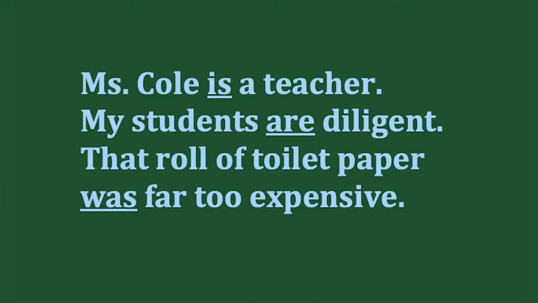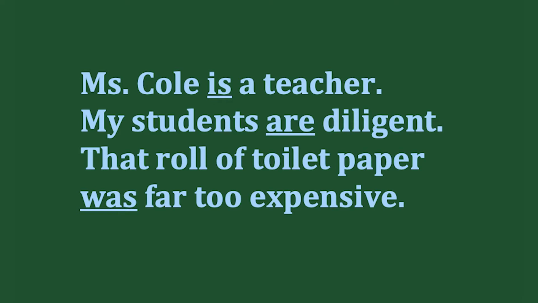A clause with a linking verb will have a description of the subject in the predicate. The key is that the description isn't the verb. They just let you know what kind of verb you're looking for. Let's look at those examples again. Here, the subject of the sentence is Ms. Cole, and teacher is a predicate nominative, a noun in the predicate that refers to the subject. In the sentence, my students are diligent, the subject is students, and diligent is a predicate adjective, an adjective in the predicate that describes the subject, students.